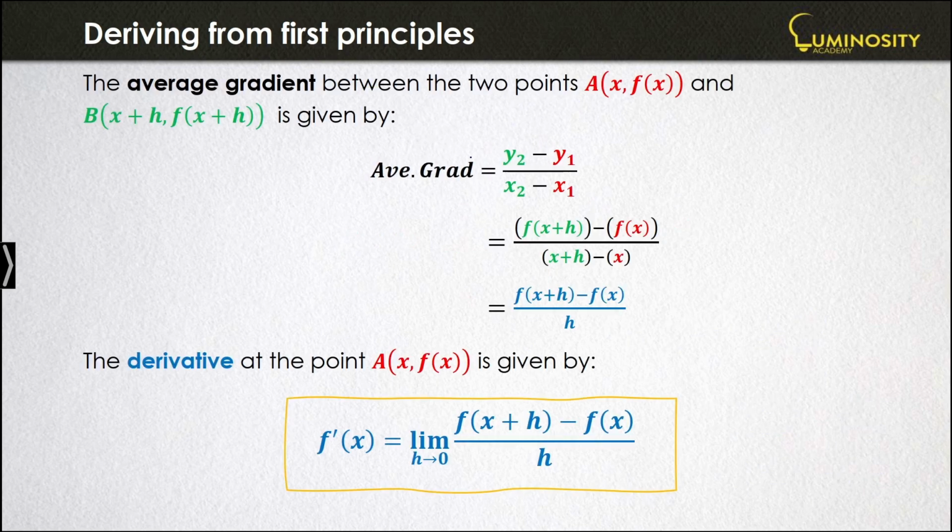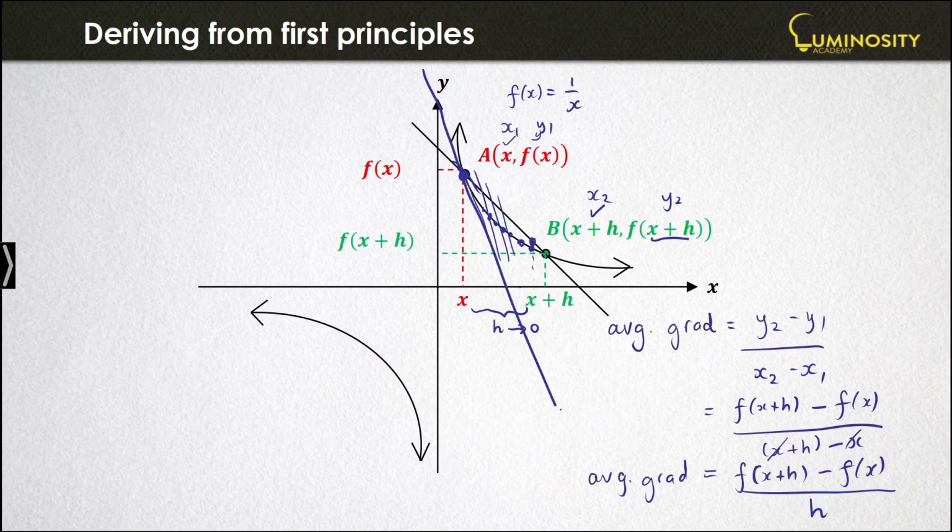So essentially, like we said, the average gradient between the 2 points is given by this formula. The first derivative at the point A is defined by taking the limit as h goes towards 0 of this expression, the average gradient. That gives us that singular tangent line, which has the formula y equals mx plus c. The gradient of that tangent line is equal to the first derivative. The notation we use is f prime of x at that point.